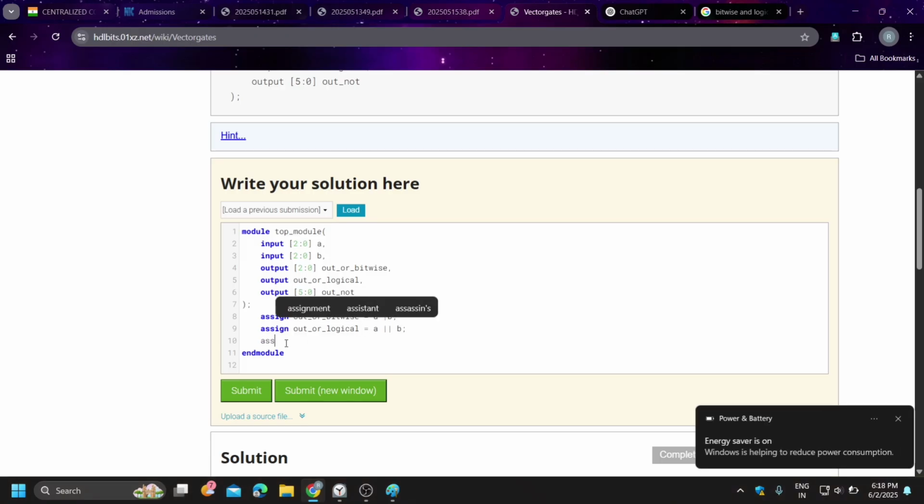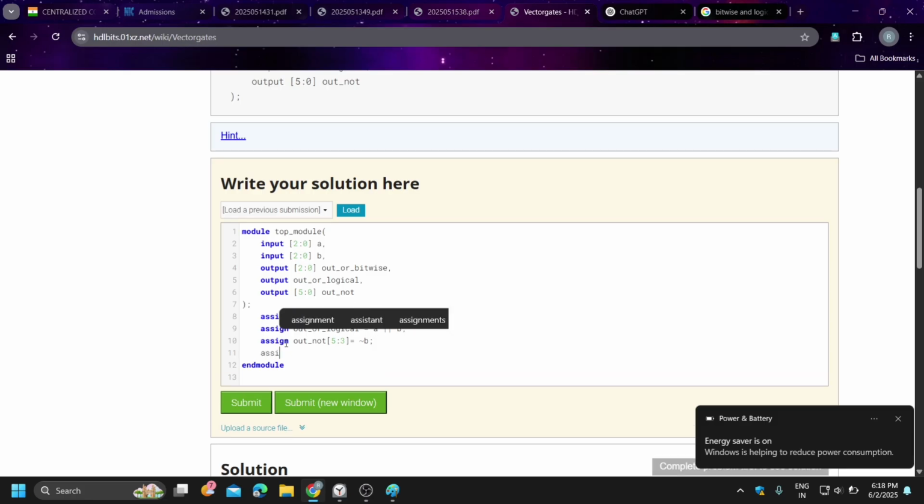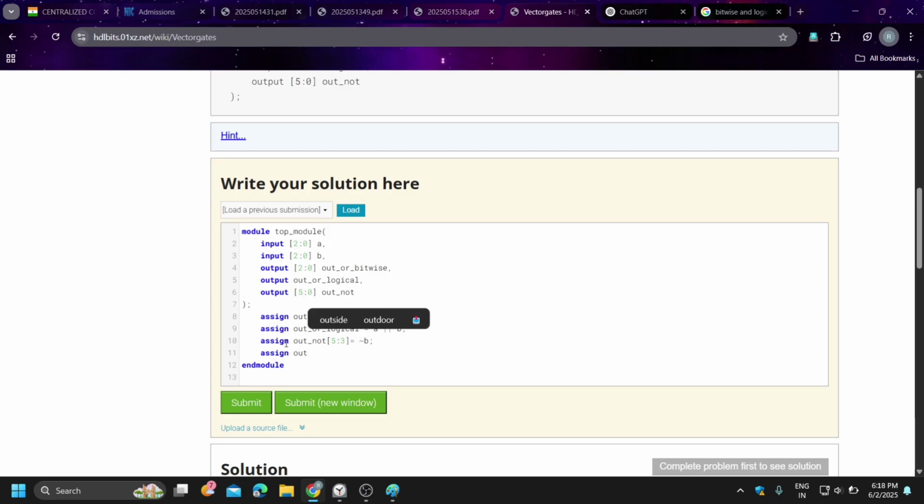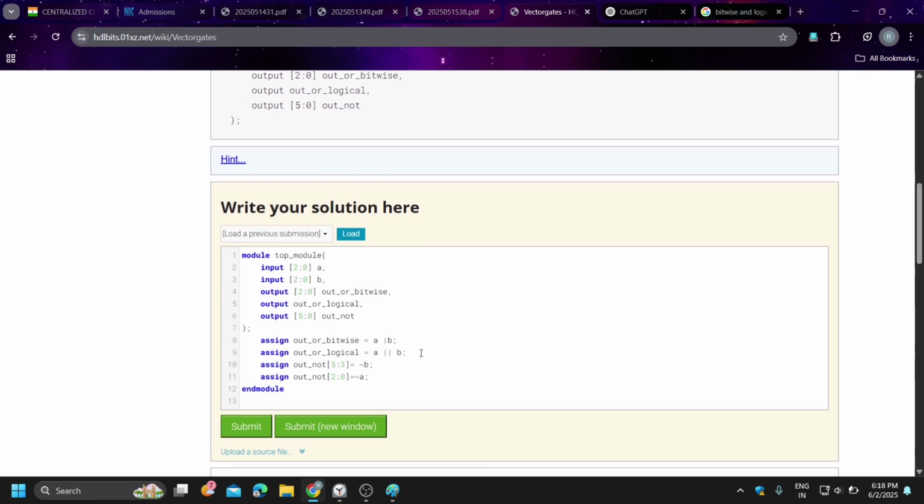Next, assign out_not, but we need to specify the bits where we are going to store. So 5 down to 3. In this we are going to store the inverse of B. Next, assign out_not 2 down to 0 equal to the inverse of A. So this is the solution for this question.